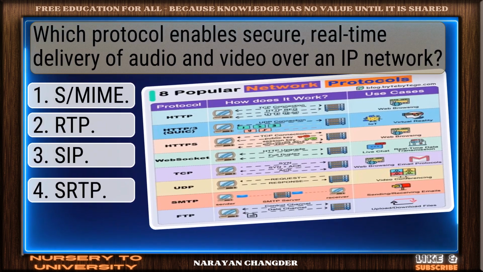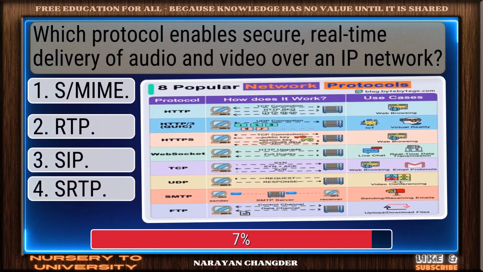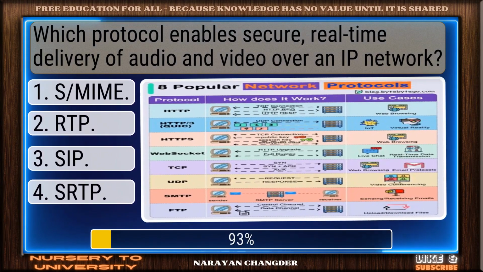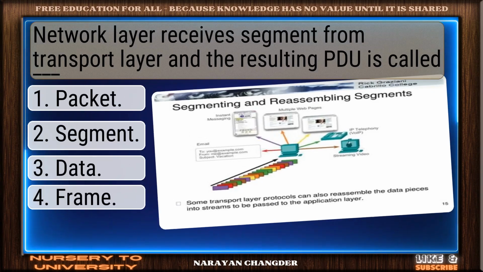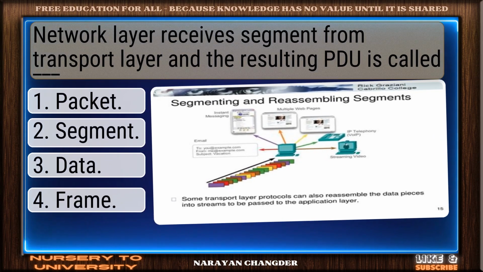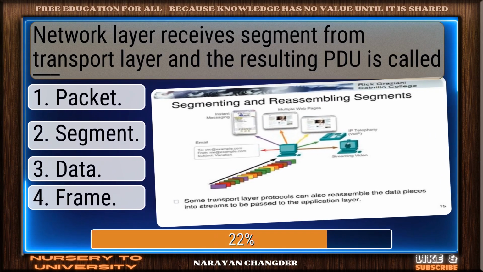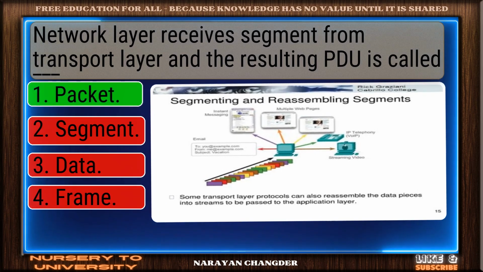Which protocol enables secure, real-time delivery of audio and video over an IP network? Nice work. SRTP fits perfectly. Network layer receives segment from transport layer, and the resulting PDU is called a dash. Good thinking. Packet is right.